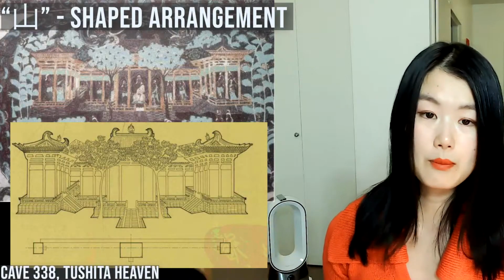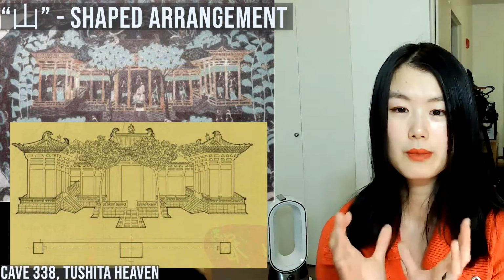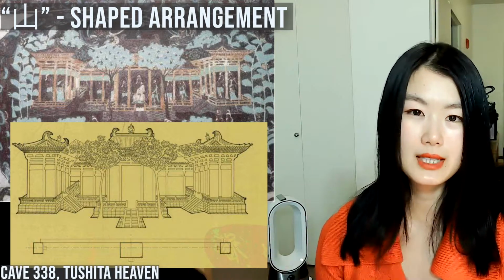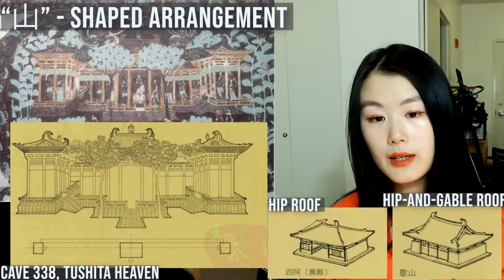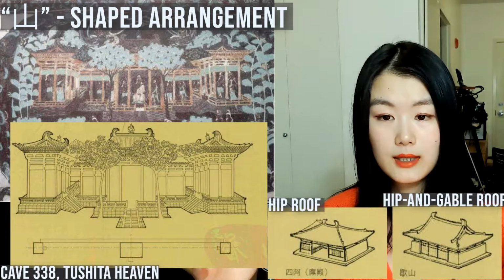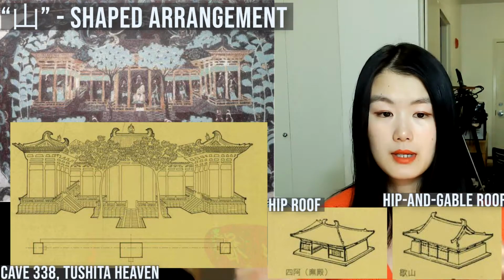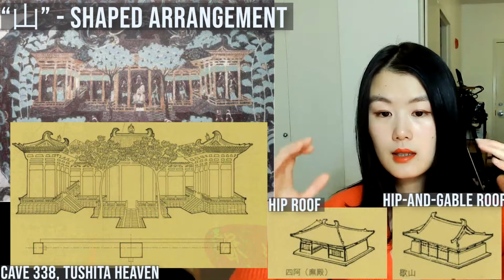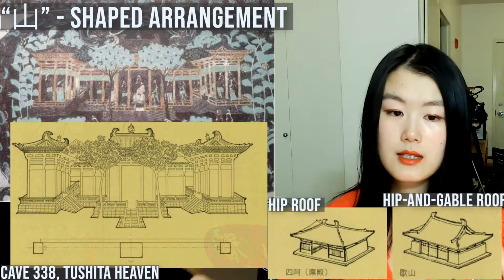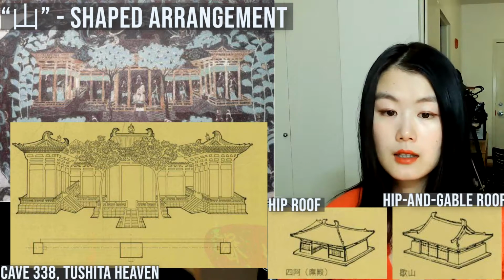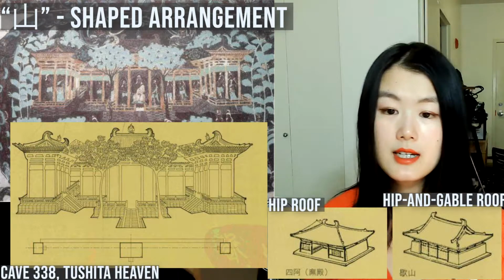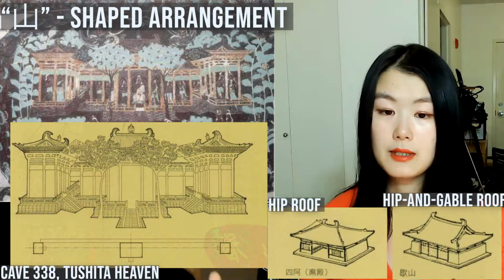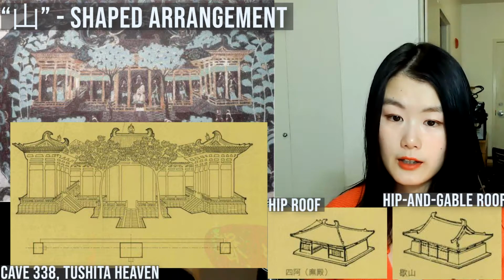Here is another example of the shen-shaped combination from Cave 338, again in the context of a depiction of the Tushita heaven. The roof on the main hall is a Wu Dian Ding, or hip roof, a schematic of which is shown on the bottom left here. And this is clearly accentuated and emphasized compared to the side pavilions. The roofs on the side pavilions are Xie Shan Ding, or hip and gable roof, and this difference in depiction helps establish the main hall side hall hierarchy.